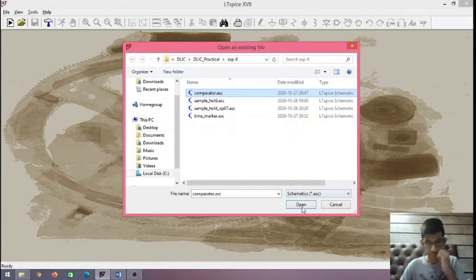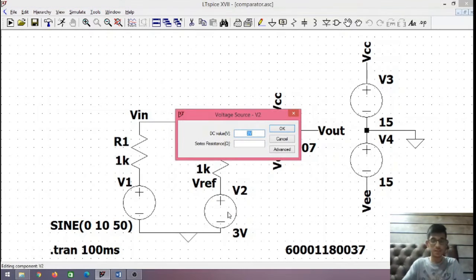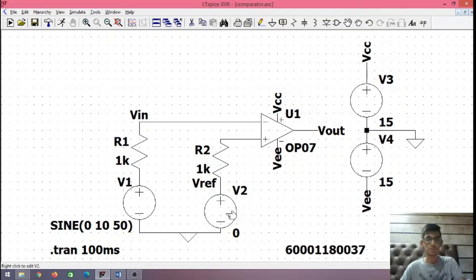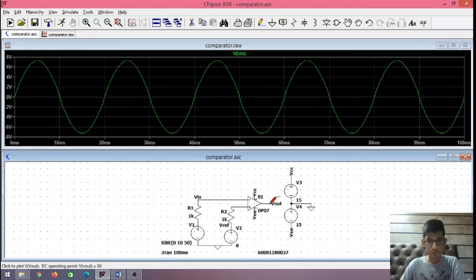So for zero crossing, actually, what is this? Our Vref is 0. There's no other change. Our Vref is 0. So now let's run it and I will explain. Our input is this and output is this.